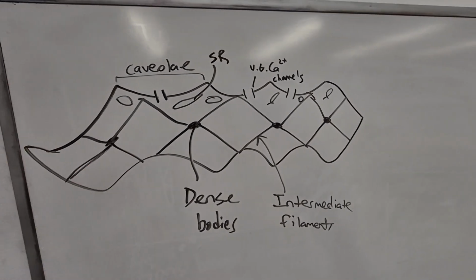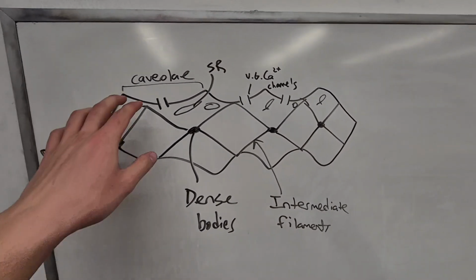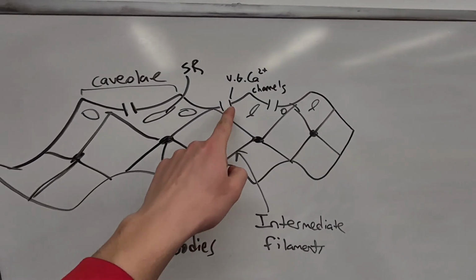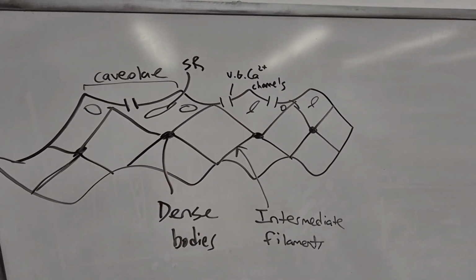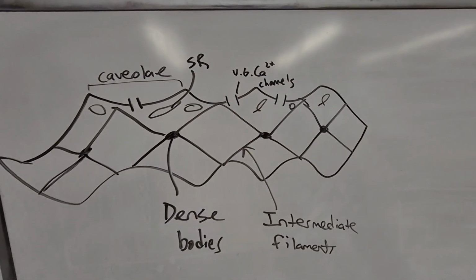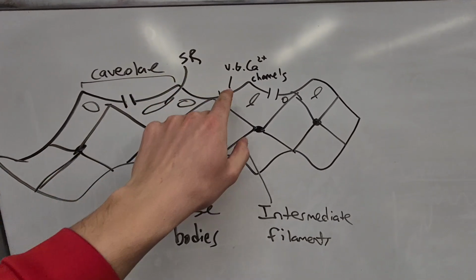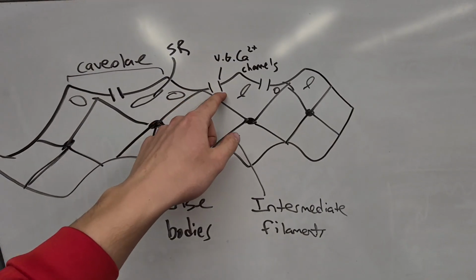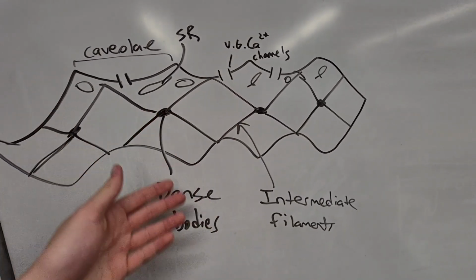So here's our smooth muscle. We have these folds that are called caveolae, and these caveolae are where voltage-gated calcium channels are going to be located. And this is where, when an action potential comes down, it opens up these voltage-gated calcium channels for calcium to come in and continue from there.